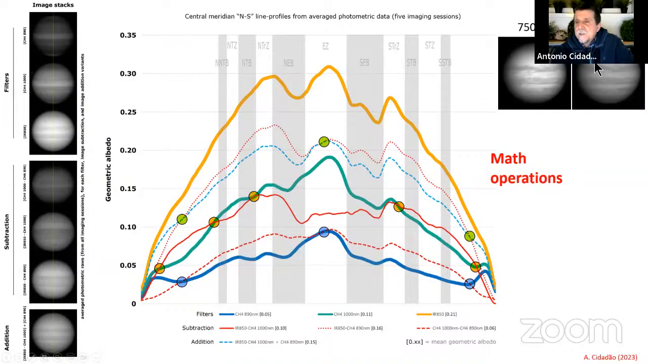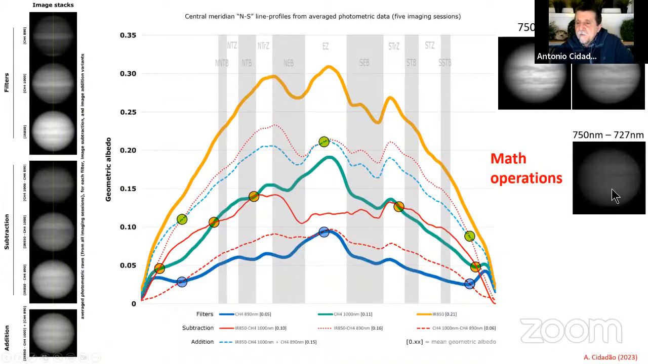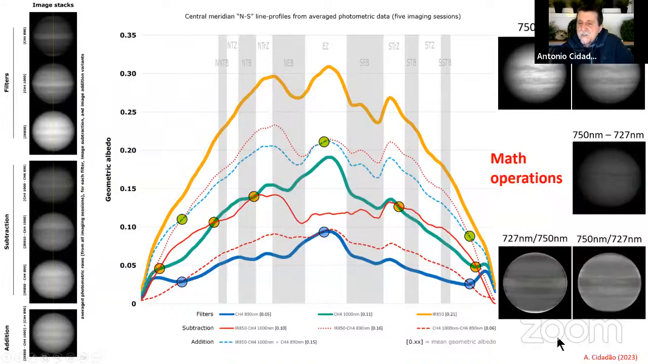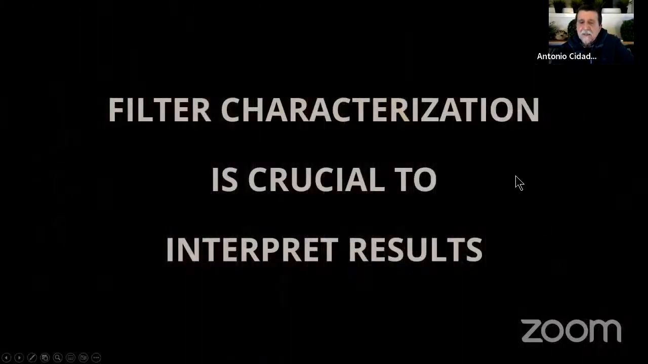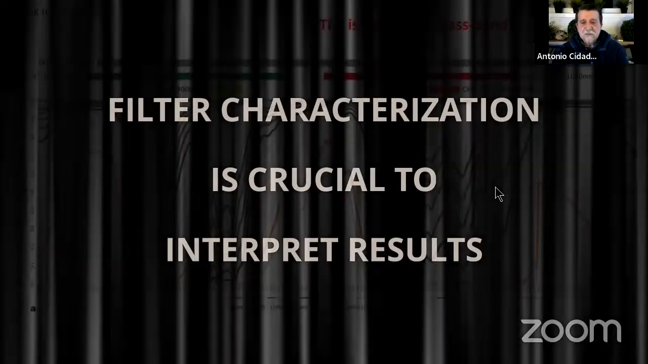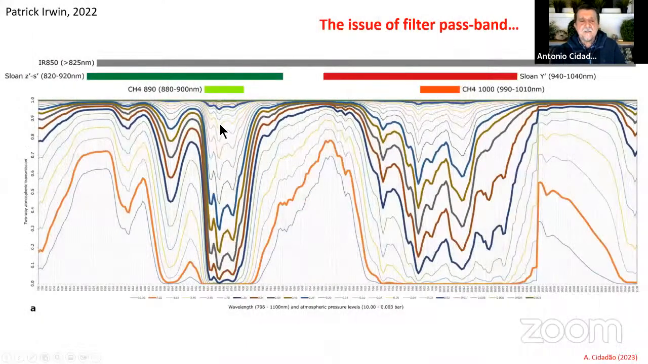This kind of math operations, which are exemplified here for the very strong methane filters, can also be applied to the continuum and to the 727 methane filter, giving rise to subtracted images or ratio images, with various types of ratio that can be analyzed to retrieve information about altitude. But filter characterization, not only center band, is crucial to interpret the results, because a filter is not only an isolated band.